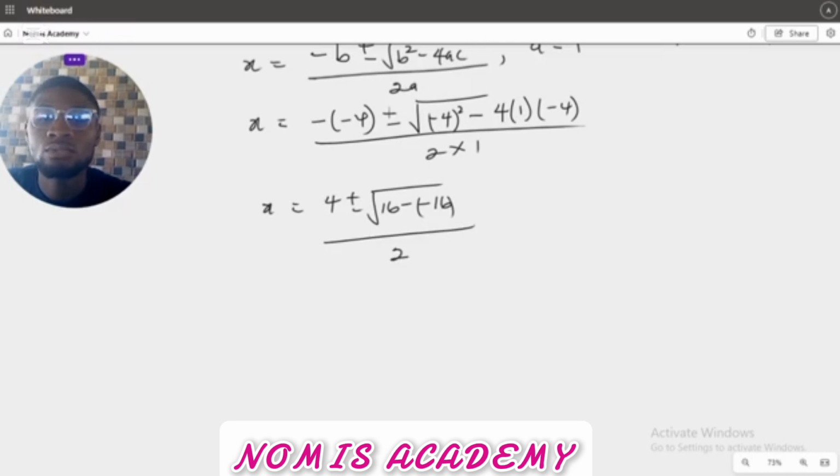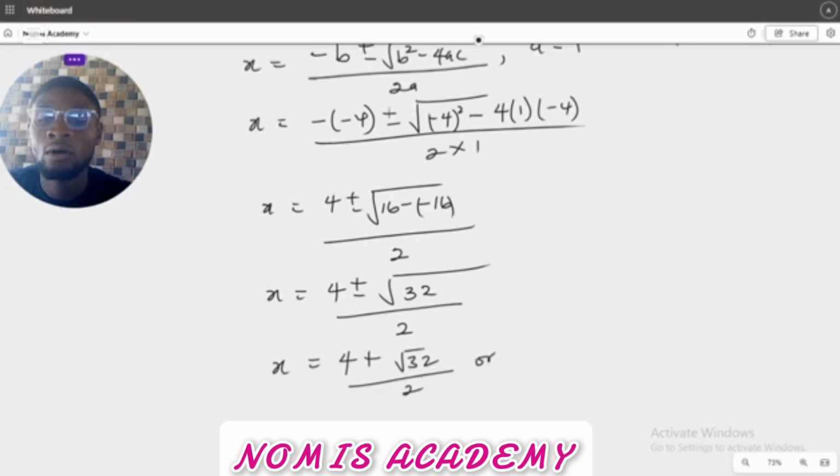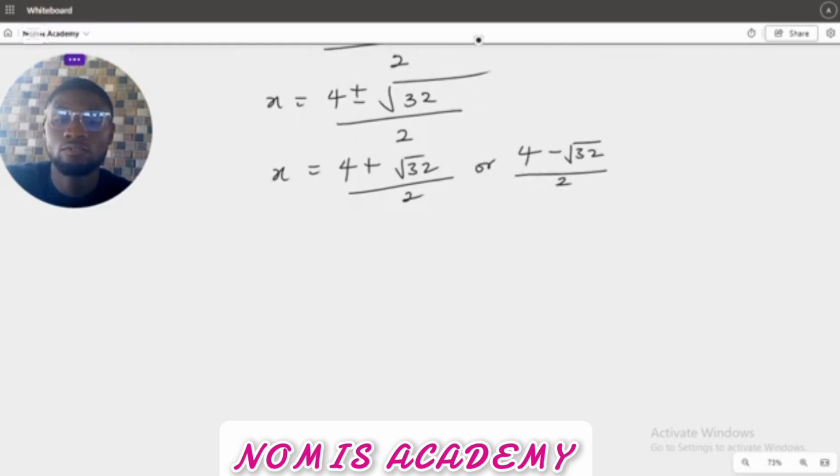So x is equal to 4 plus or minus the square root of 16 plus 16, that is 32, all over 2. You know, minus times minus should be plus. Now x is equal to 4 plus the square root of 32 all over 2, or 4 minus the square root of 32 all over 2. What is the square root of 32?